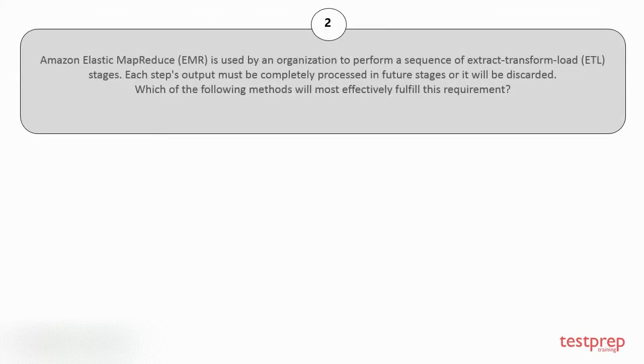Question number 2. Amazon Elastic Map Reduce is used by an organization to perform a sequence of extract, transform, load stages. Each step's output must be completely processed in future stages or it will be discarded. Which of the following methods will most effectively fulfill this requirement?